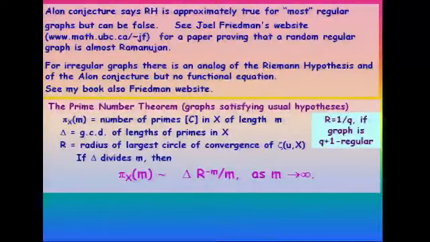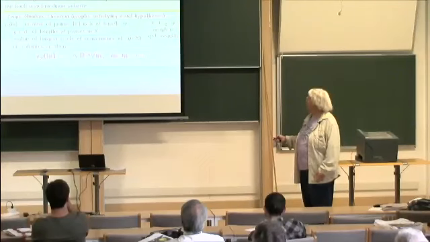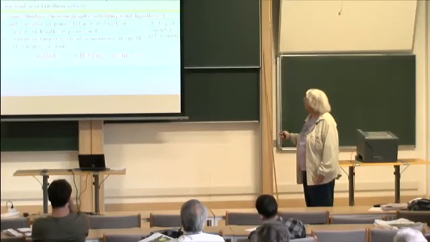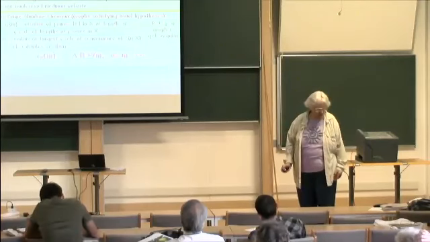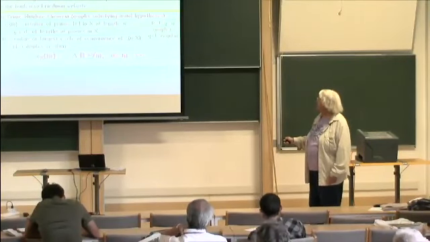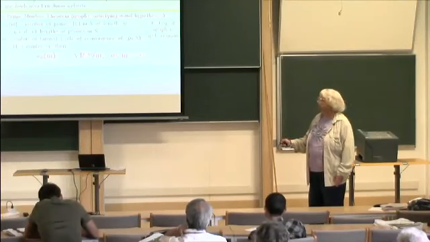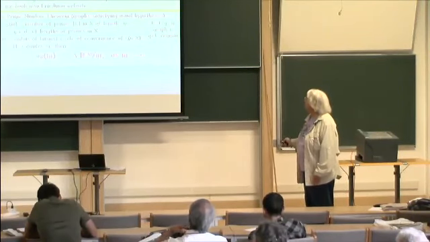Then R, again, is the radius of the largest circle of convergence of the zeta function as an infinite product. If delta does not divide m, then π_X(m) is 0. If it does divide m, then π_X(m) is asymptotic to delta times R to the minus m over m as m goes to infinity. If the graph is q+1 regular, R is 1 over q, it turns out. And so I'm saying there's lots of primes of length m, namely q to the m over m. So that's the prime number theorem.